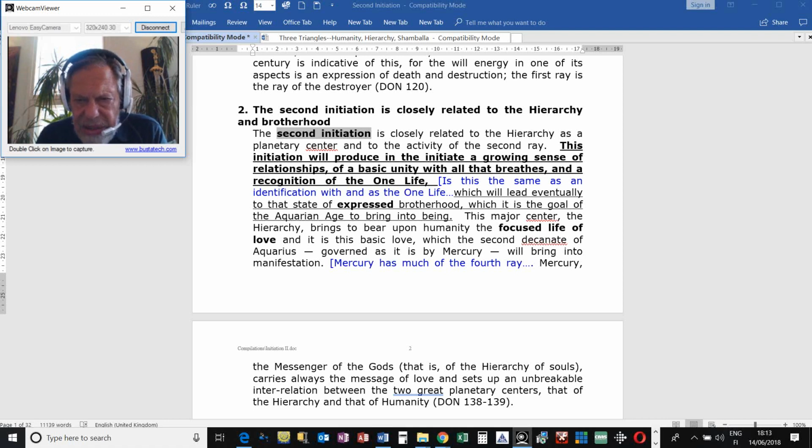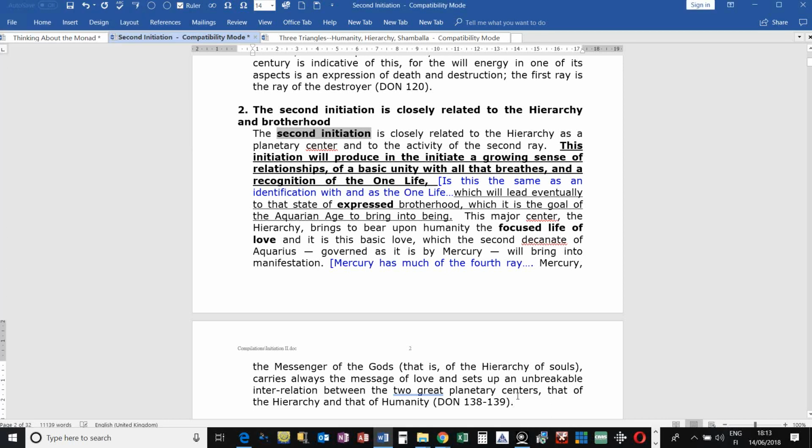Mercury, the messenger of the gods, that is, of the hierarchy of souls. See, who are the gods after all? They are members of the spiritual hierarchy from one way of thinking, not just the great planetary gods. Mercury carries always the message of love and sets up an unbreakable interrelation between the two great planetary centers, that of the hierarchy and that of humanity. This is really, I'm learning so much as I go. Hopefully, you too.